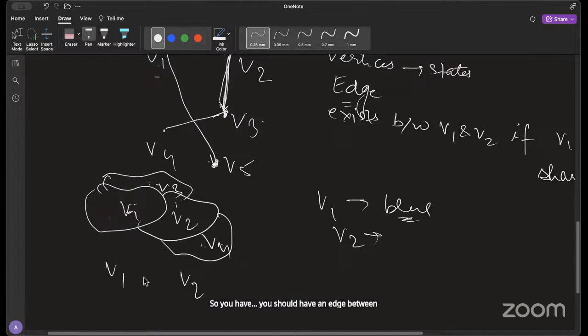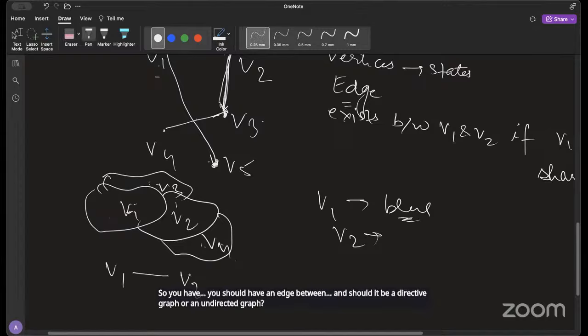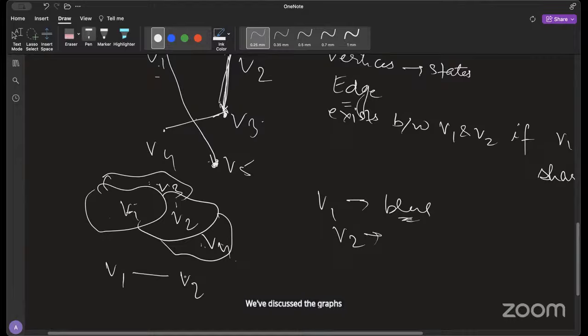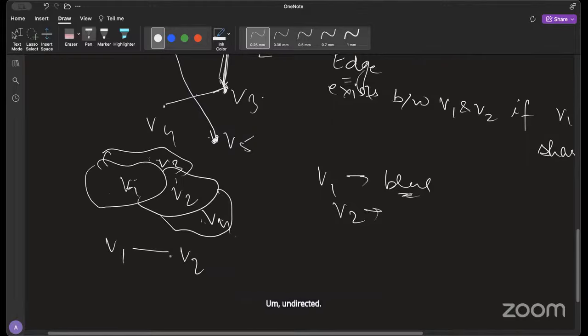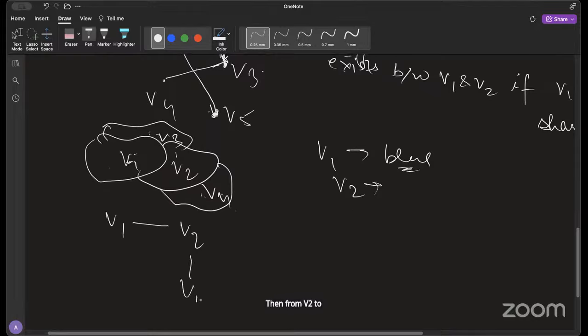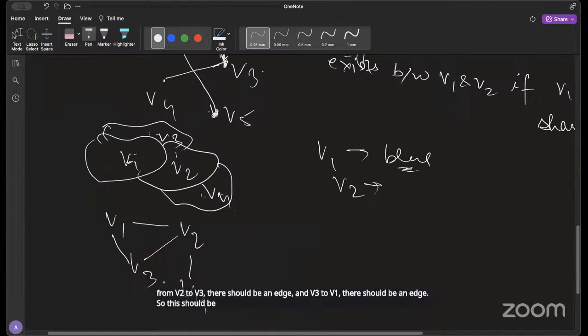And should it be a directed graph or an undirected graph? We've discussed graphs, right? So should it be a directed graph or an undirected graph in this case? Undirected. Yeah, it should be an undirected graph. So V1 and V2 share a boundary, so there should be an edge. Then from V2 to V4, there should be an edge. From V2 to V3, there should be an edge. And V3 to V1, there should be an edge. So this should be the graph representation, right?